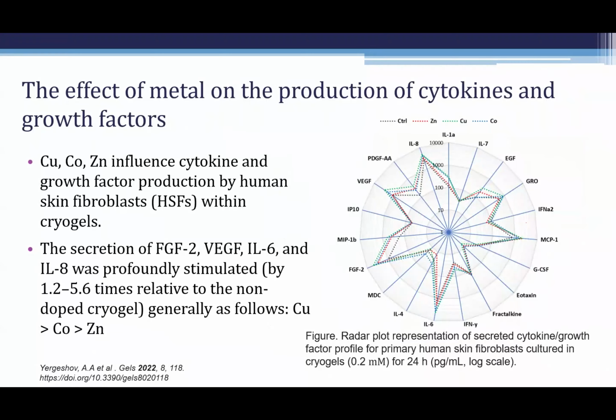Then my colleagues did an even more thorough investigation, studying the effect of the metal ions on the secretion of different cytokines and growth factors, presented in a very complex chart. In general, the secretion of FGF2, VEGF, IL-6 and IL-8 was profoundly stimulated by copper mainly, followed by cobalt and zinc.